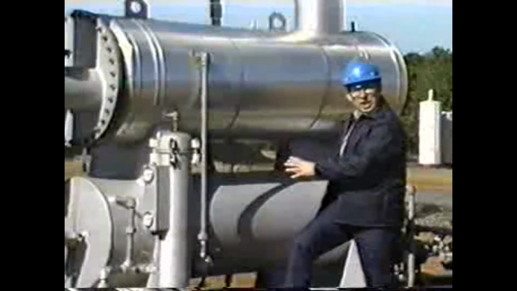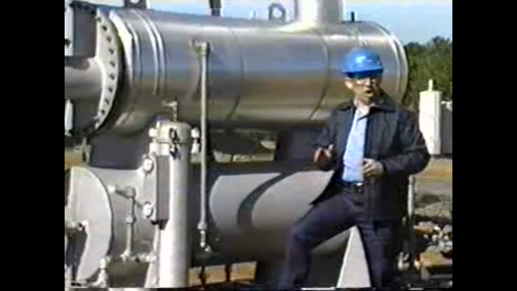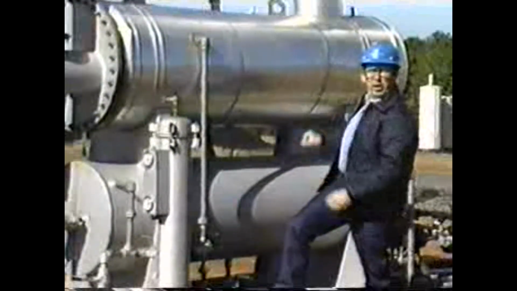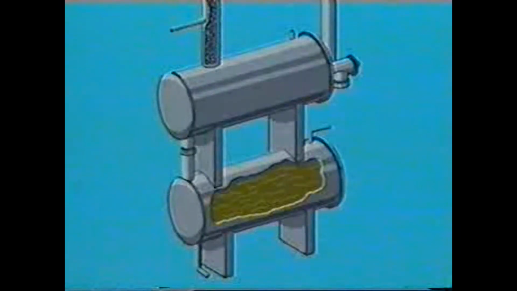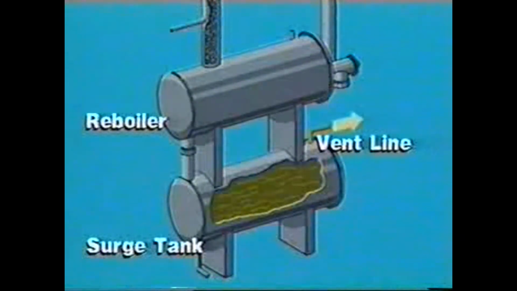Now, the surge tank stores regenerated glycol for pump suction, and it is commonly positioned under the reboiler. Vapors, which are trapped in the surge tank, could cause a circulation pump to vapor lock. Therefore, a vent line is provided to remove these vapors from the surge tank.